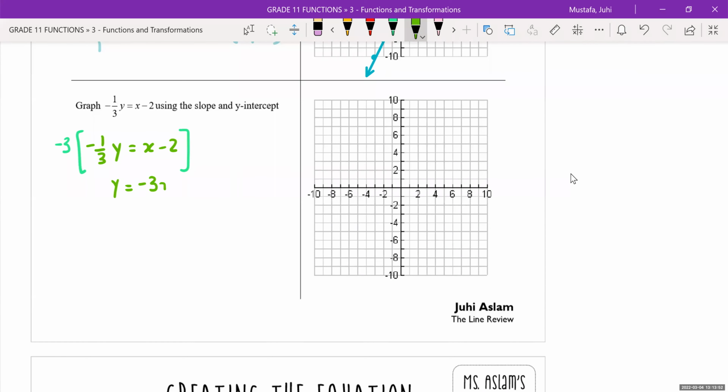-3 times x is -3x. -3 times -2 is +6. So in this example, our slope is -3/1, and our y-intercept is a 6. And every y-intercept has an x value of 0. So it's going to be 0, 6.